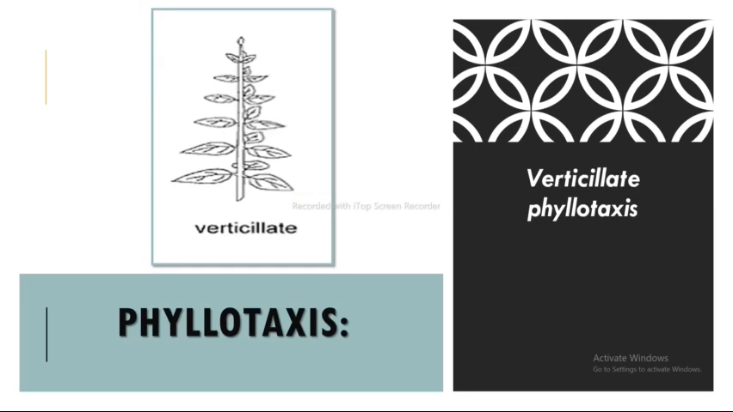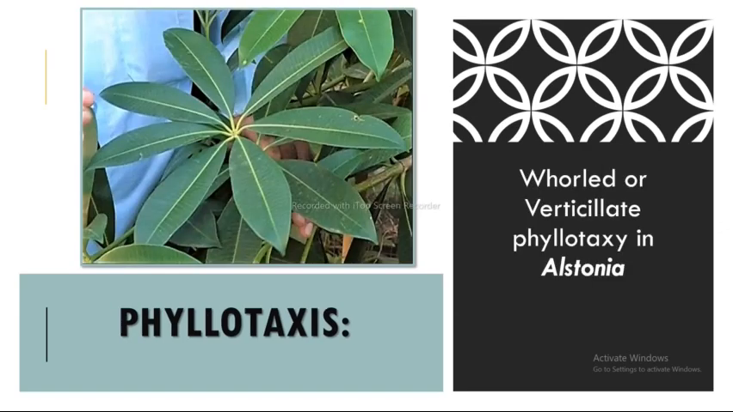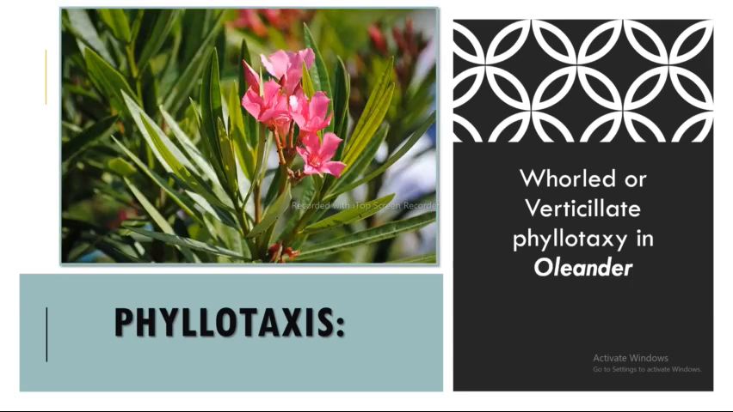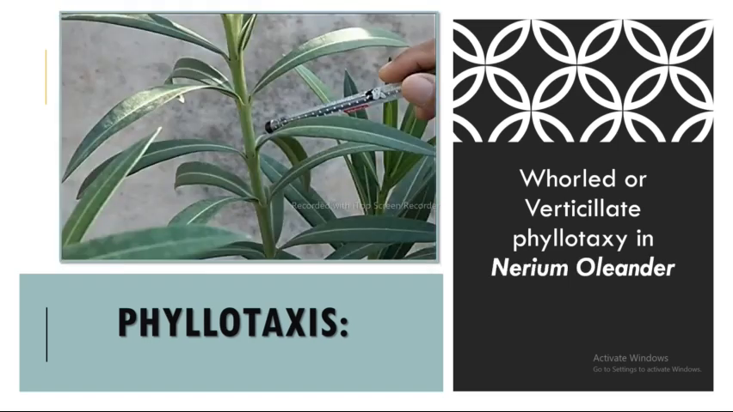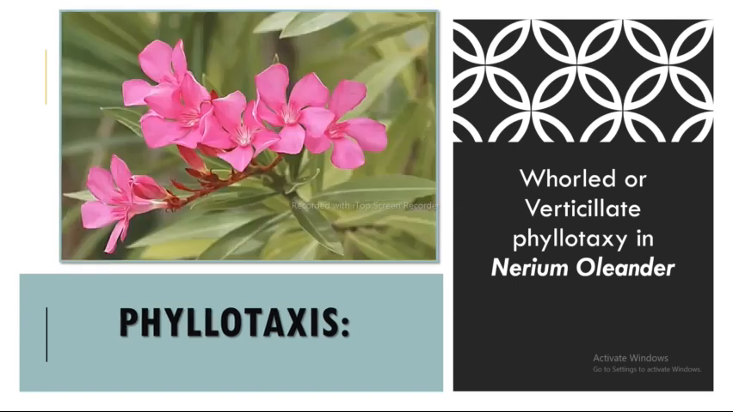Next condition is verticillate phyllotaxis as shown in the figure. This is rolled or verticillate phyllotaxis, which is found in Alstonia. So this is rolled or verticillate phyllotaxis in Oleander. This is rolled or verticillate phyllotaxis in Nerium oleander, as shown in the figure.